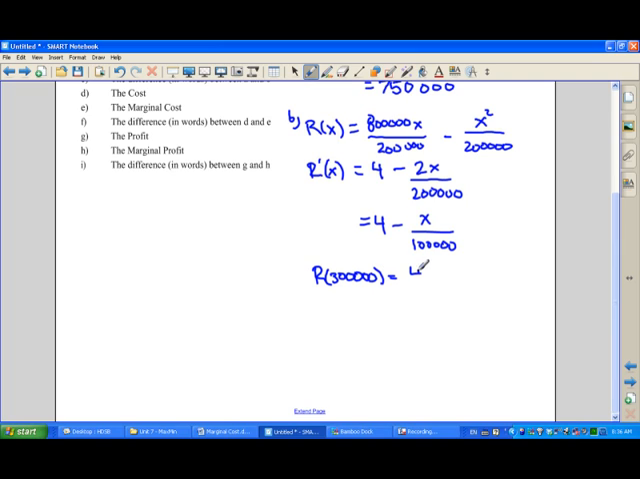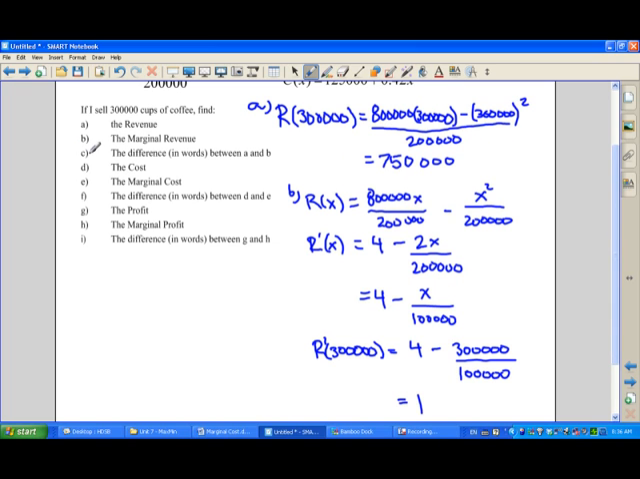And now if I'm solving for the marginal revenue, sub in 300,000 for x, and I end up with a marginal revenue of 1. So let's talk about what this means, the difference in words between A and B.